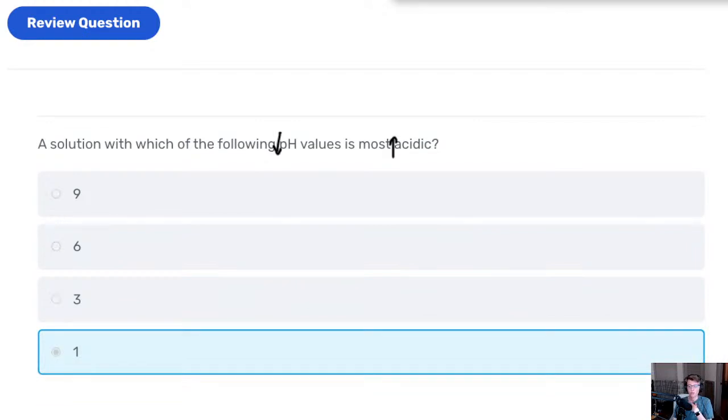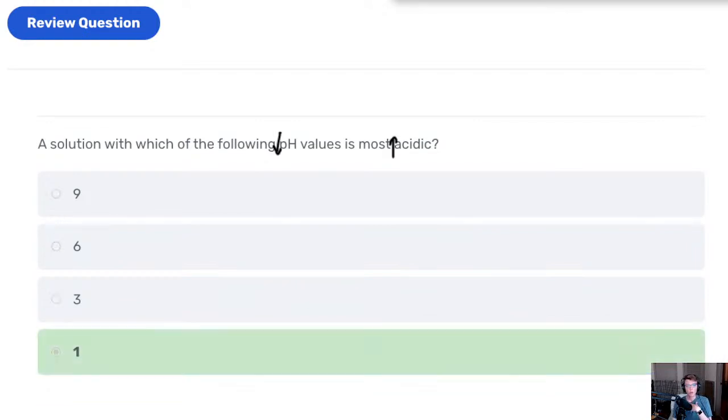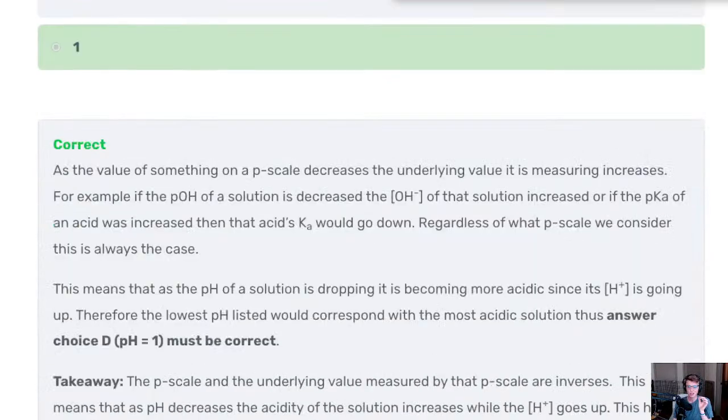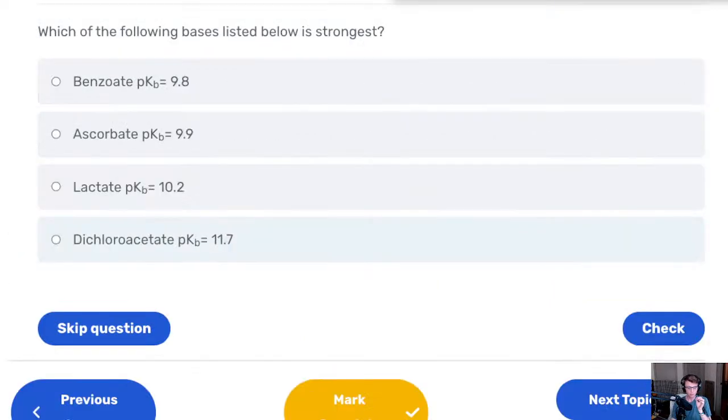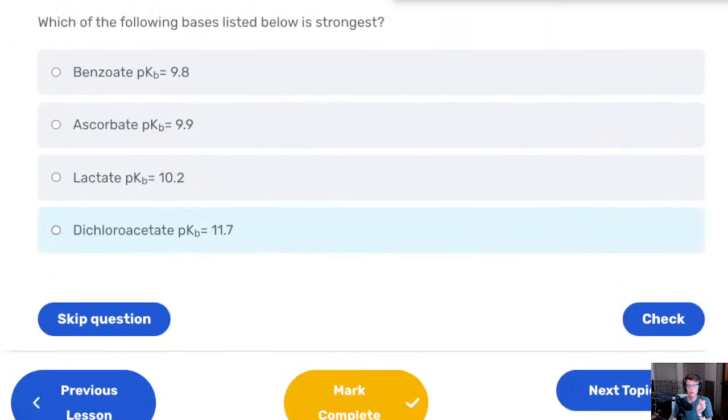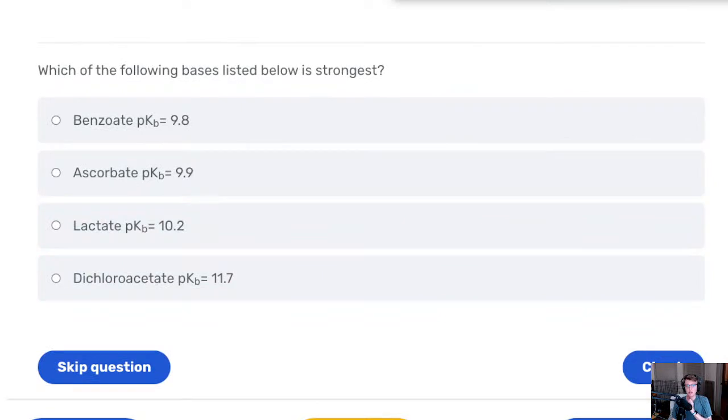Straightforward question, really not much going on here. When we begin to transfer to other scales, I want to keep this concept in mind. For example, this question is asking which of the following bases listed below is strongest. So let's think about how the pH worked.